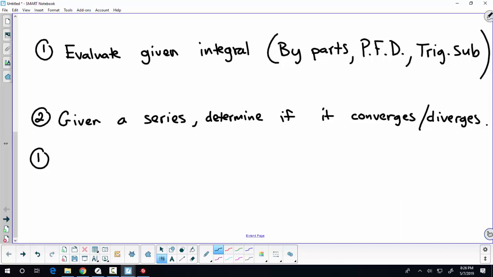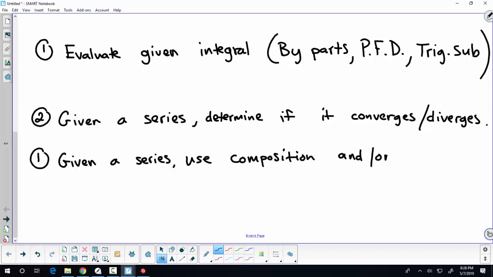One question: given a series, use composition and perhaps multiplication to find a new series, and state the interval of convergence.